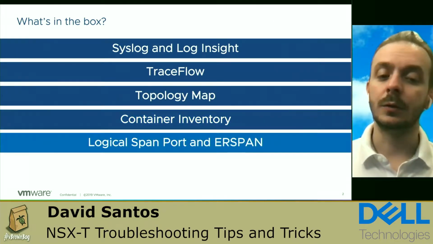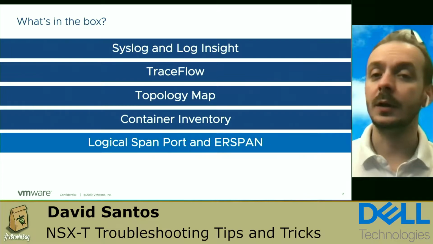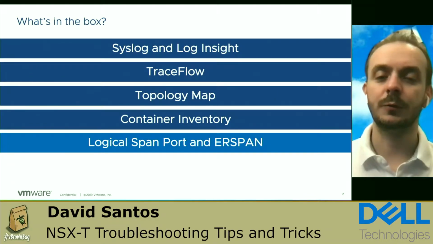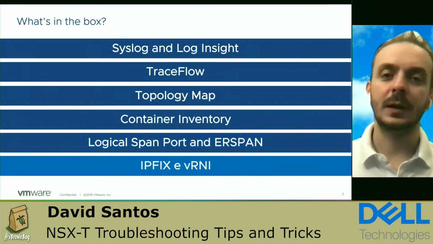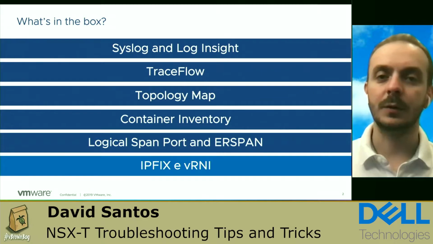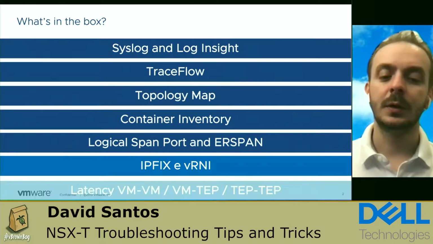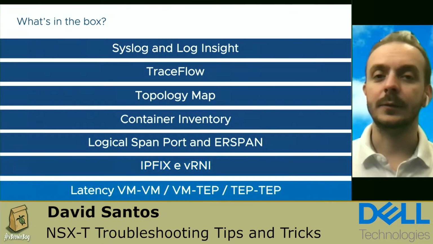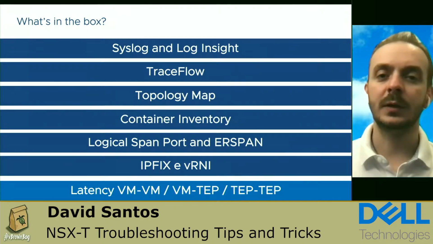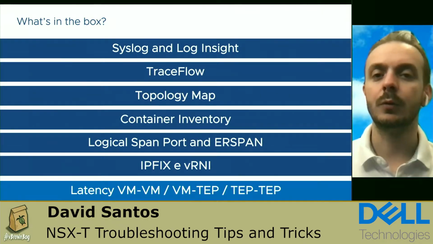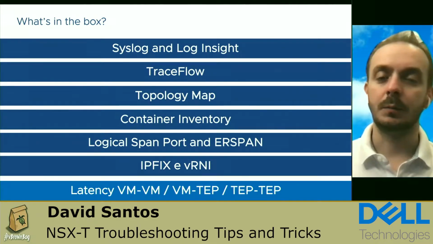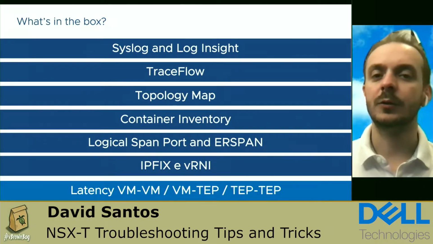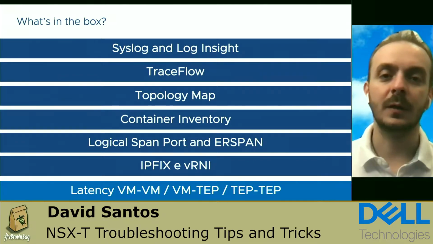Mirror, either logical SPAN or ERSPAN. They are really useful for troubleshooting. IPFIX and vRNI, which got better in the last version, and latency. The latency part is really nice. It's really useful when you need to check whether the communication between any transport nodes is working fine or not.